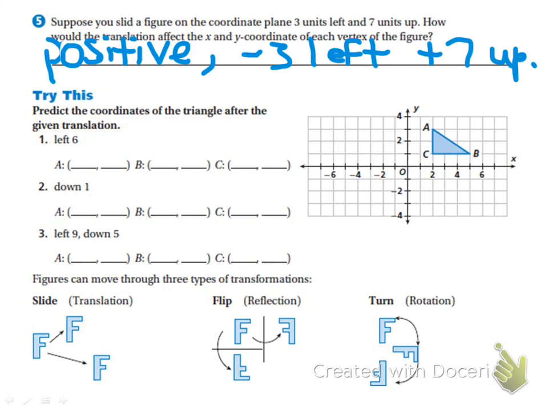Okay, so let's try this. Try on your own, number 1, moving the triangle left 6. Okay, so what do we have for letter A, Jordan? -4, 3. Jordan, that is correct.